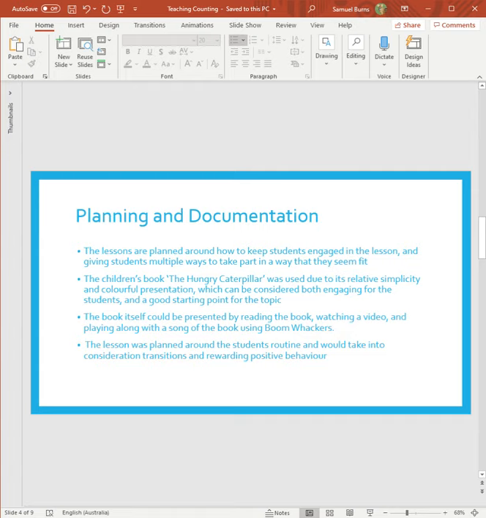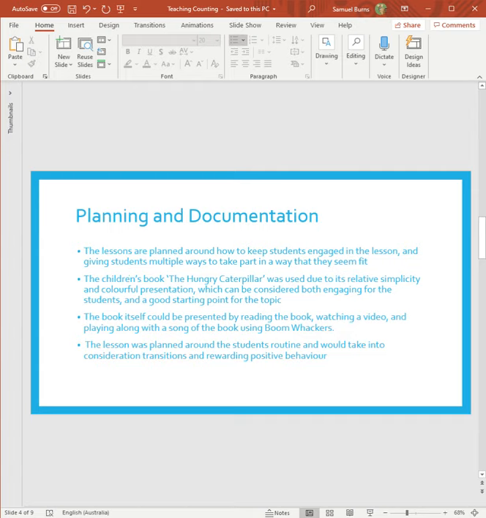When it came to planning, the lessons are planned around how to keep students engaged, giving students multiple ways to take part in the way that they see fit. To do this, we used the book The Hungry Caterpillar, as it was relatively simple, colourful, nice to look at, and engaging for the students. It was also a good starting point for the topic. We presented through watching a video on the topic, as well as playing along with a song with Boom Records.